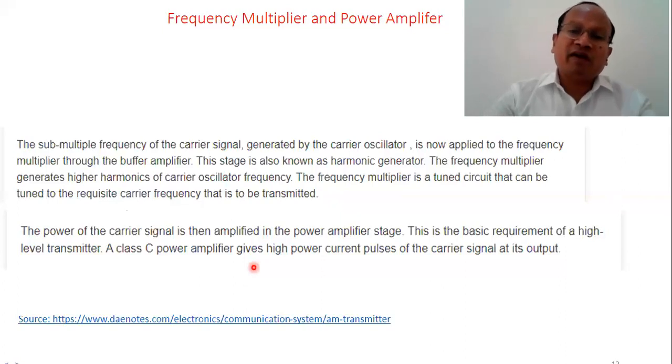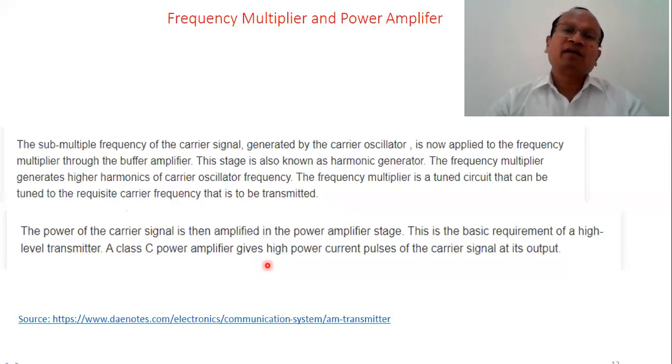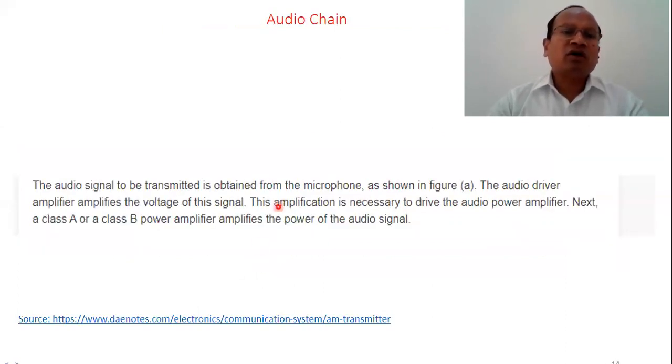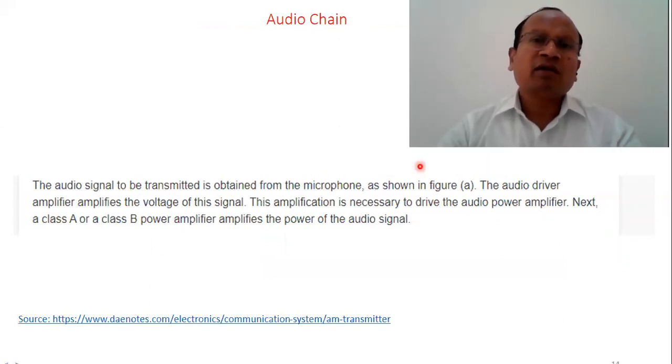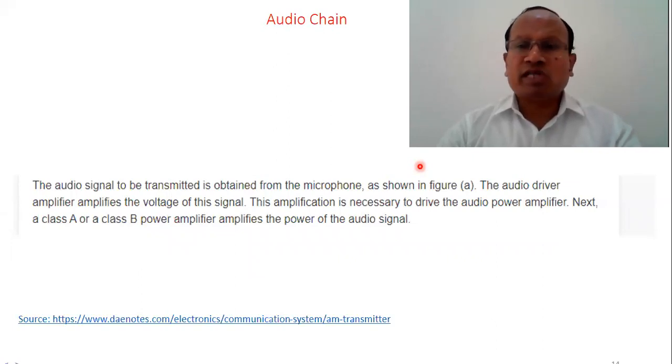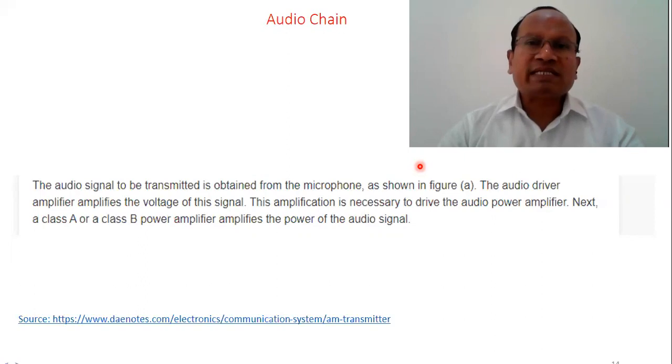So a class C power amplifier is generally used that can provide high power, large power current pulses, which are sent as the carrier signal to the modulator, where the modulator receives the modulating signal, which too is an amplified and magnified signal. The discussion we made was on the carrier signal part. Now the next part is the audio chain. Audio chain means the message signal chain.